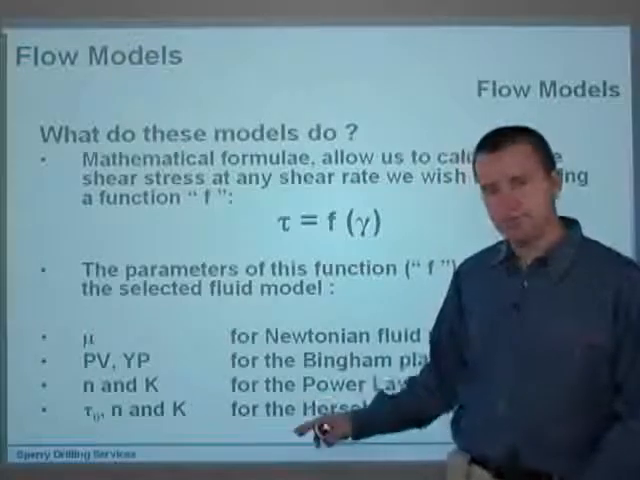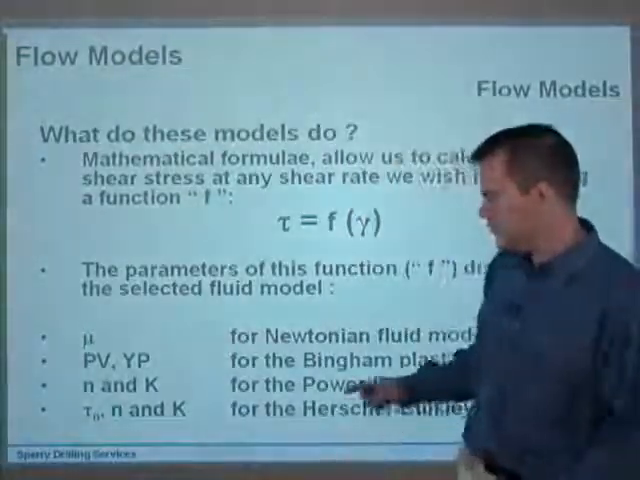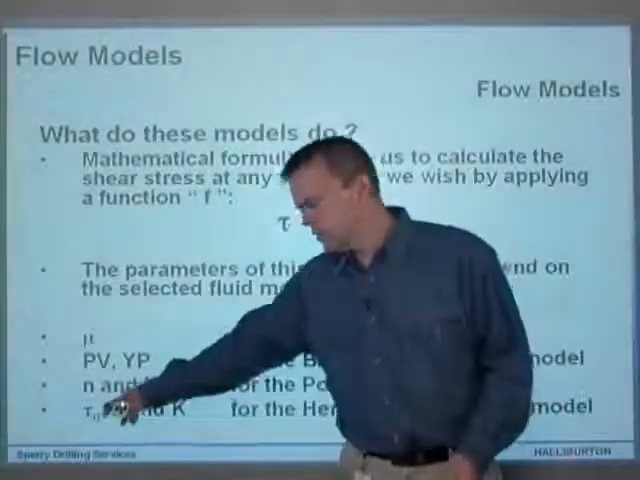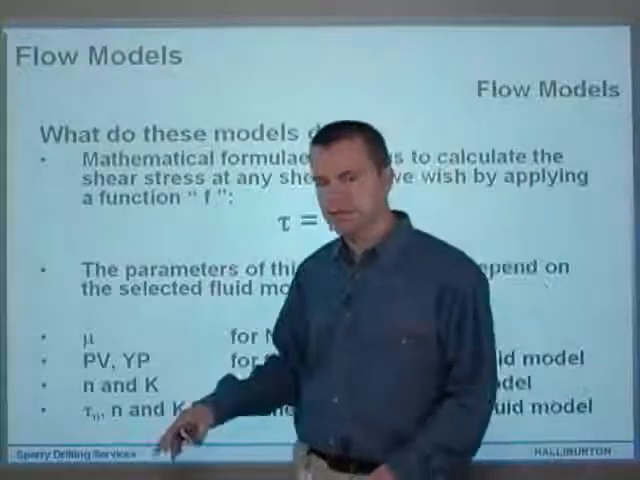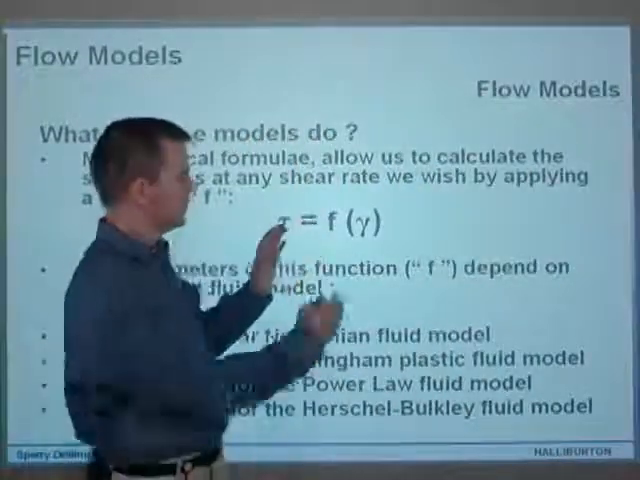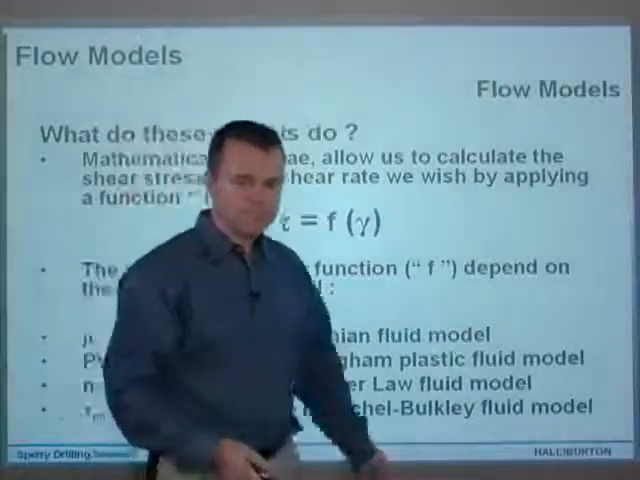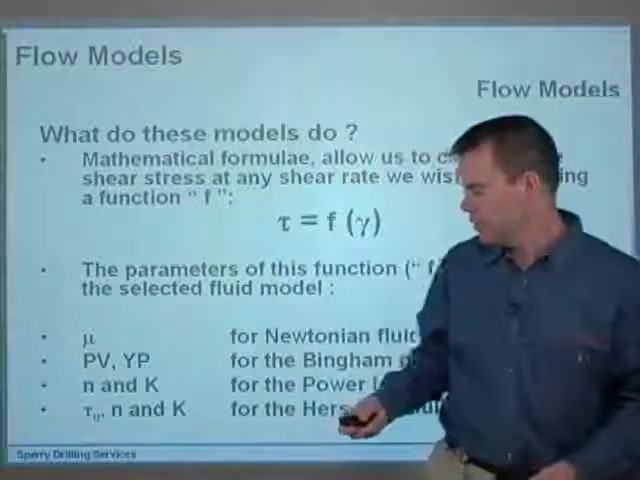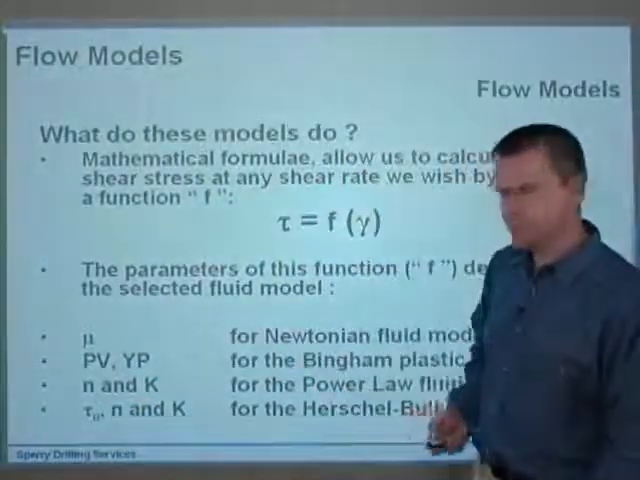And for the Herschel-Bulkley, or the modified power law, yield power law, whatever you want to call it, for that model, we've got a tau 0 and an n and a k value. There's three variables in there. But all of the models can be reduced to this: tau equals f times gamma. And the f is basically a combination of some of these parameters, some of these variables.